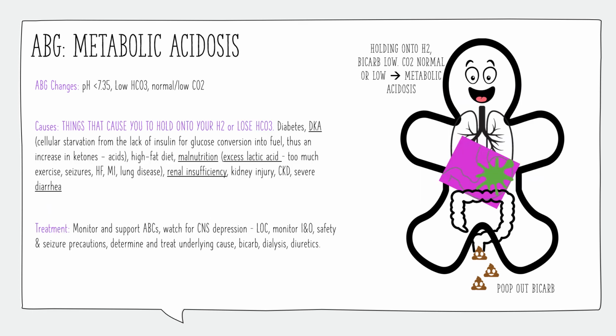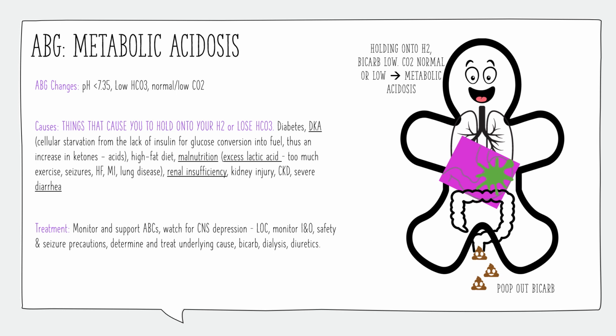All right, metabolic acidosis. So in acidosis, your pH is going to be less than 7.35. It's going to be low. Your bicarbonate, which is a base, is going to be low. And you'll have a normal or low CO2. So you're holding on to your hydrogen, your bicarb is going to be low, your CO2 is going to be normal or low. You're going to have metabolic acidosis.